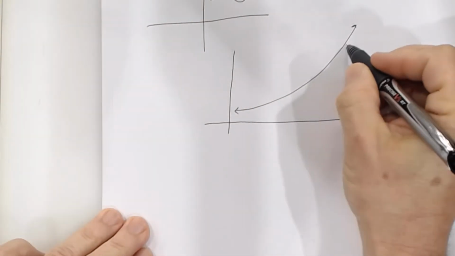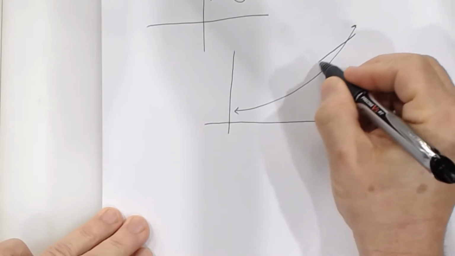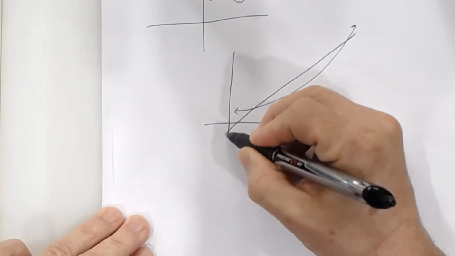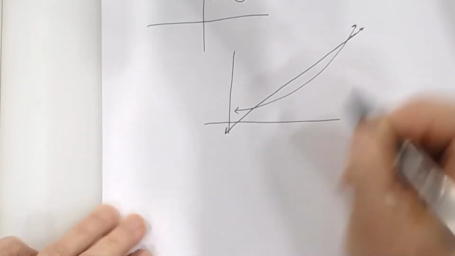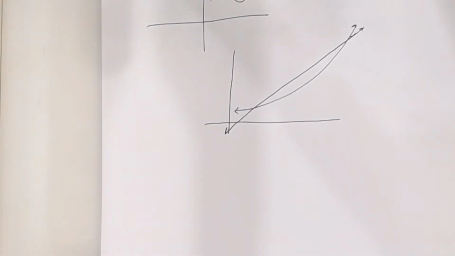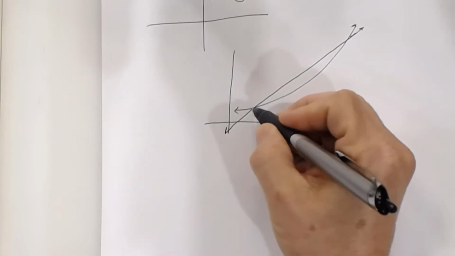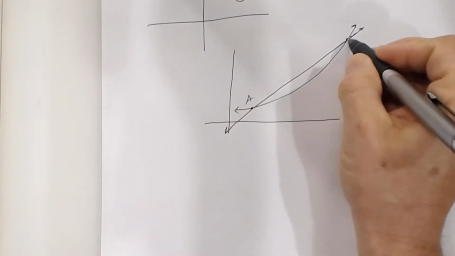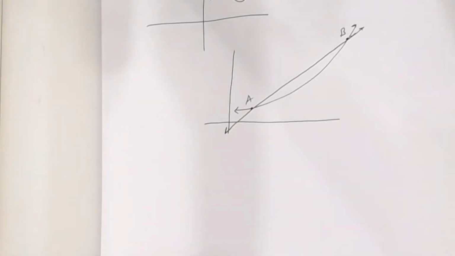All right, so look at this function. And let's say this is my secant line right here. All right, so you see that secant line intersects the graph at this point. I'm going to call it A, and at this point, I'll call it B. All right?